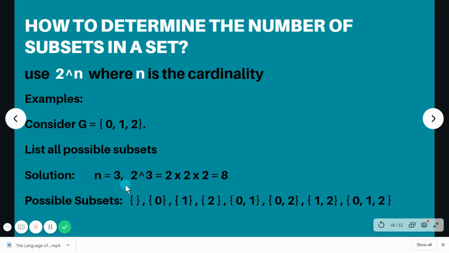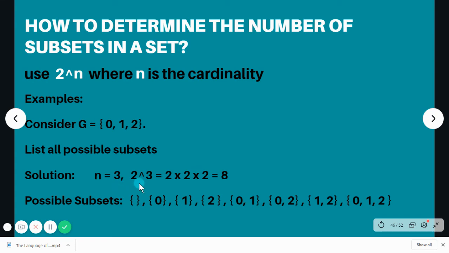So, n is equal to 3. Bakit 3? Ano yung n? N is the cardinality. And when we say cardinality, ito yung total number of elements. Ilan ba ang lahat ng elements sa set G? 1, 2, and 3. So, meron tayong tatlong elements. That's why our n is equal to 3.